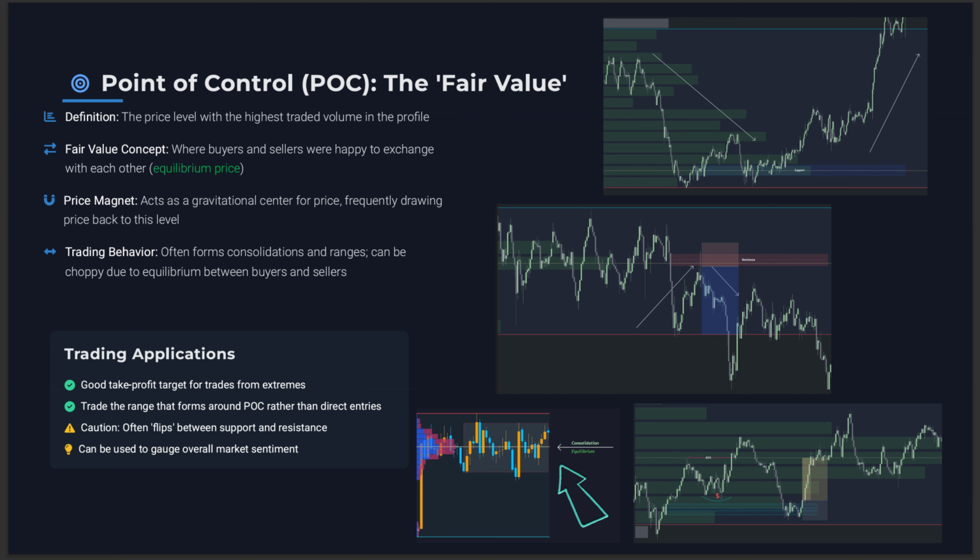Because the POC represents fair value, it acts like a magnet for future price action. Markets have a tendency to return to areas where significant trading occurred, and the POC had the most significant trading.